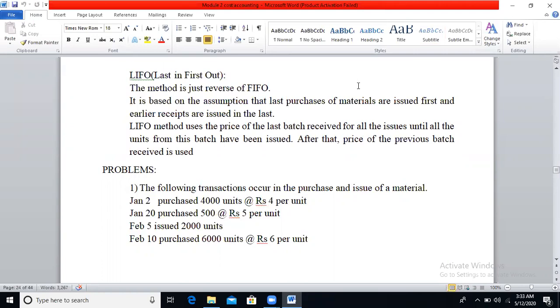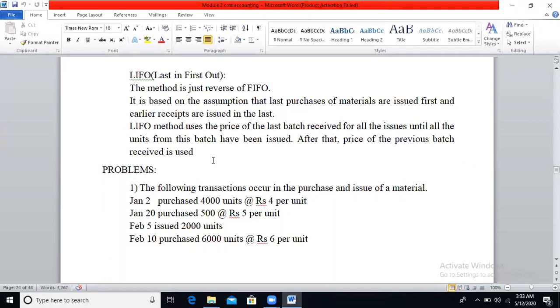So in the LIFO method, the last purchase of materials is issued first and earlier purchases will be issued last. It is based on the assumption that the last purchases of materials are issued first and earlier receipts are issued last. The LIFO method uses the price of the last batch received for all the issues until all the units from this batch have been issued. After that, the price of the previous batch received will be used.